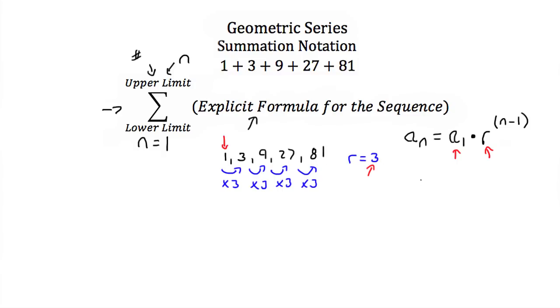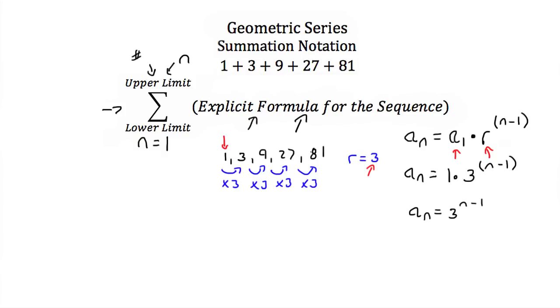So for this sequence, our explicit formula would be 1 times 3 to the n minus 1. Now, we don't plug in anything for n because as we move along to different terms in our sequence, the only thing that's changing in this formula is our value of n. If I simplify this, my explicit formula is a_n is equal to, now 1 times anything is just itself, so 3 to the n minus 1 power. This explicit formula is what goes here at the end of our summation.